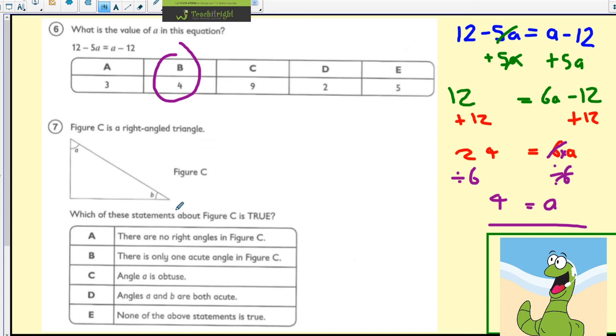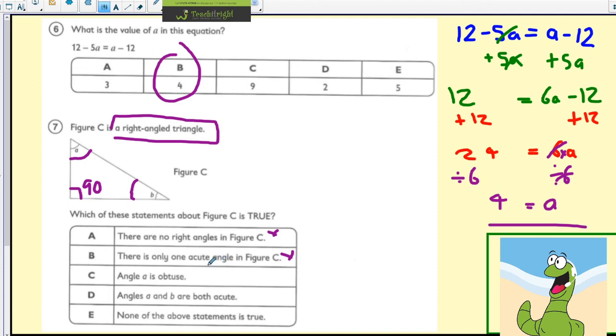Number 7. Which of these facts is true? There are no right angles. Well, no, there is. It says it's a right angle triangle. So I think that one sounds good to me. There is only one acute angle. Well, acute angles are less than 90, and if that is a right angle, which it must be, both of these have to be less than 90 degrees. So both of these are acute, so it can't be that one.